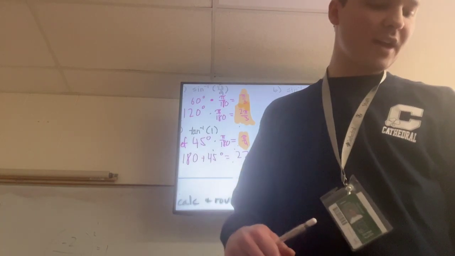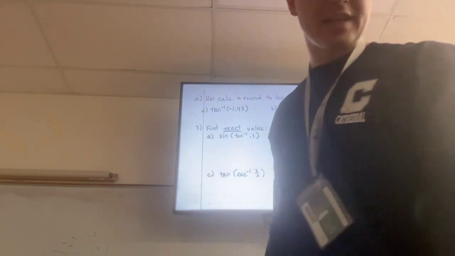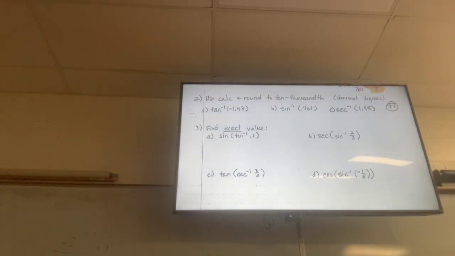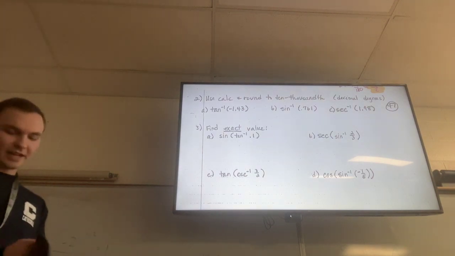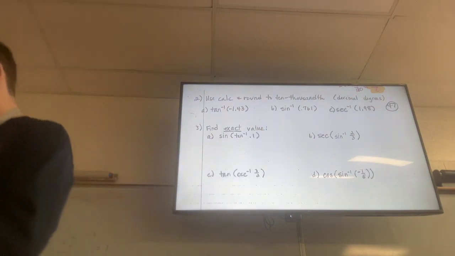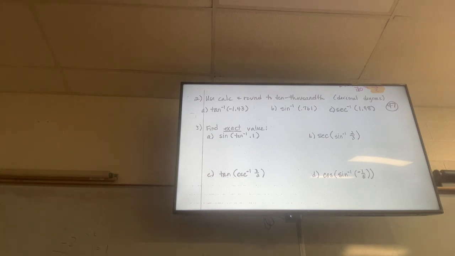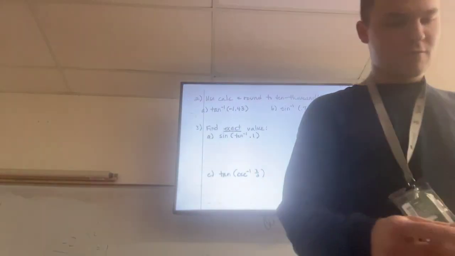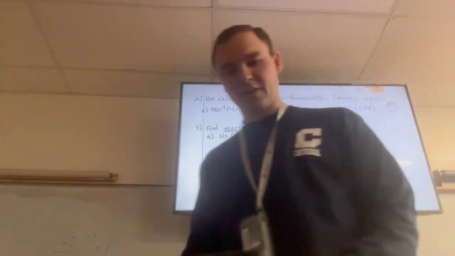All right, let's keep going. Use a calc to round to the nearest 10,000th. What is in those parentheses? Decimal degrees. So what mode do I need to make sure my calculator's on? Degrees. Make sure you're always on the right mode. My greatest fear, what keeps me awake at night, is you using the wrong mode on a test. Oh no, I'm on radian mode. Let's make sure I change to degrees.